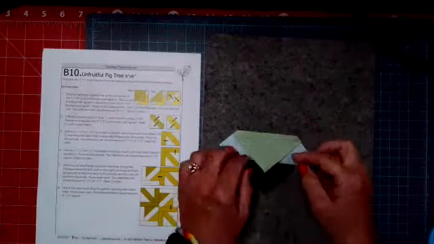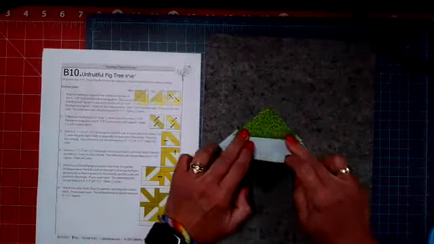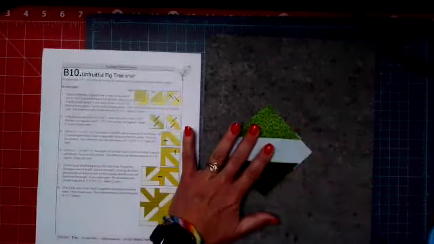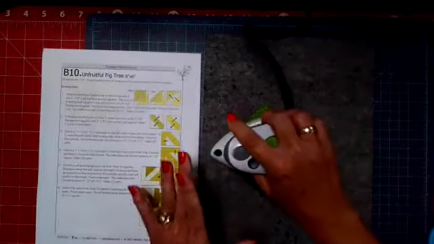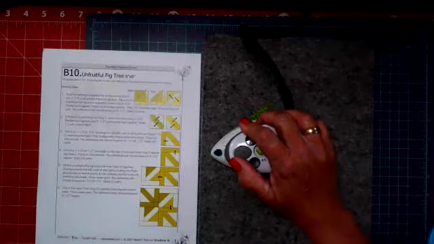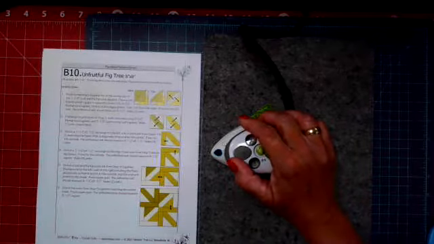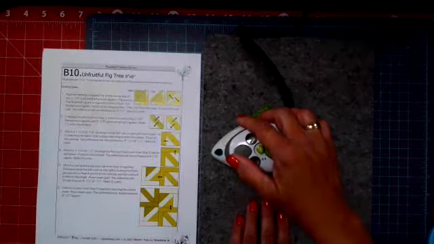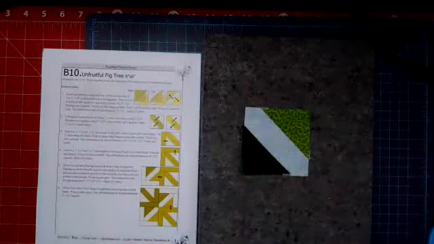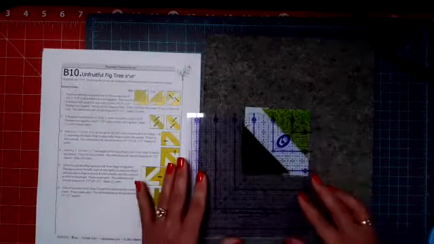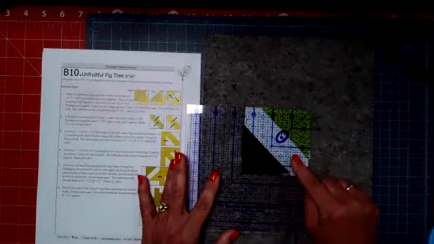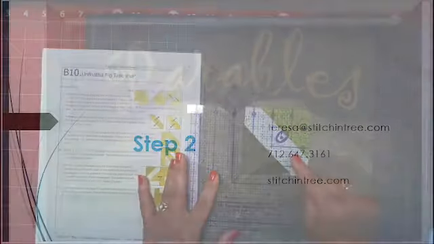The pattern calls for you to press these units to the outside. First, finger press them to the outside so that they are seated in place before setting your iron in place for 5 seconds. I like to use a dry iron. Introducing steam at this point would introduce stretch into my block, and I don't want to do that. The unfinished unit should measure 3.5 inches, and mine does. Then I can set it aside and move on to the next steps.